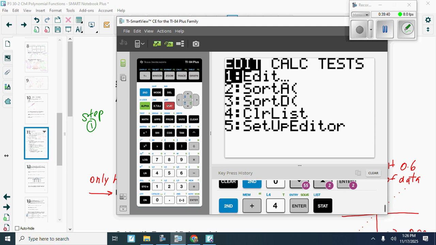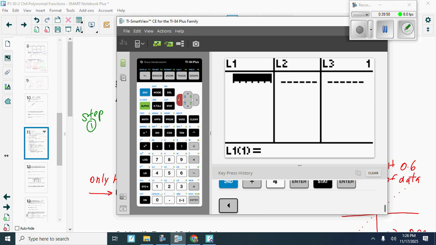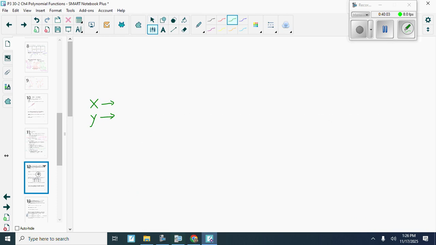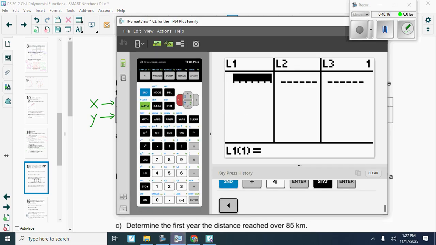Next we're going to hit stat, and then right where it says edit, just hit enter. Here are your lists. Make sure you hit the button that says stat, then enter. Everybody there? Now arrow over to list 1. In your notes, list 1 is all your X values. You're going to do 1996, enter, 1998, enter, 1999, enter. You have to hit every data point.